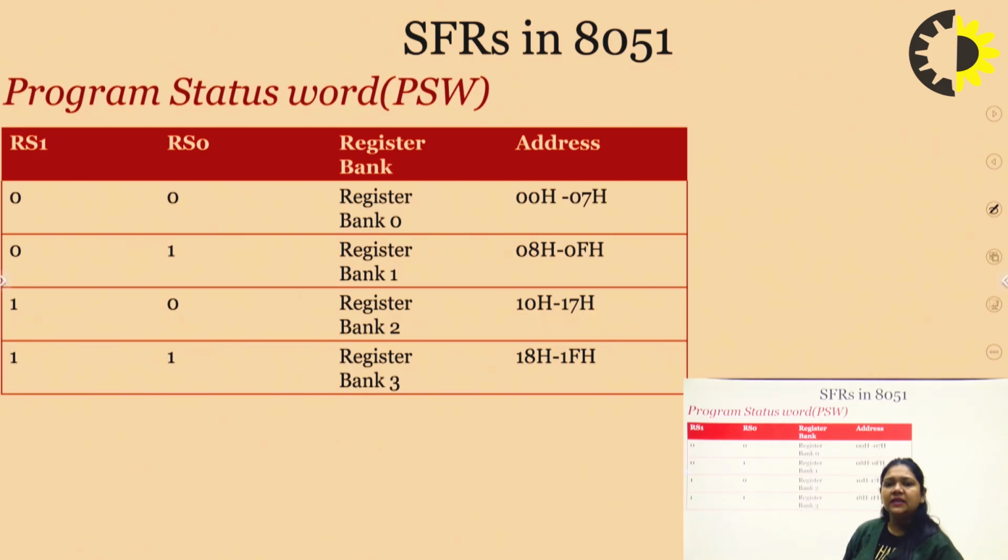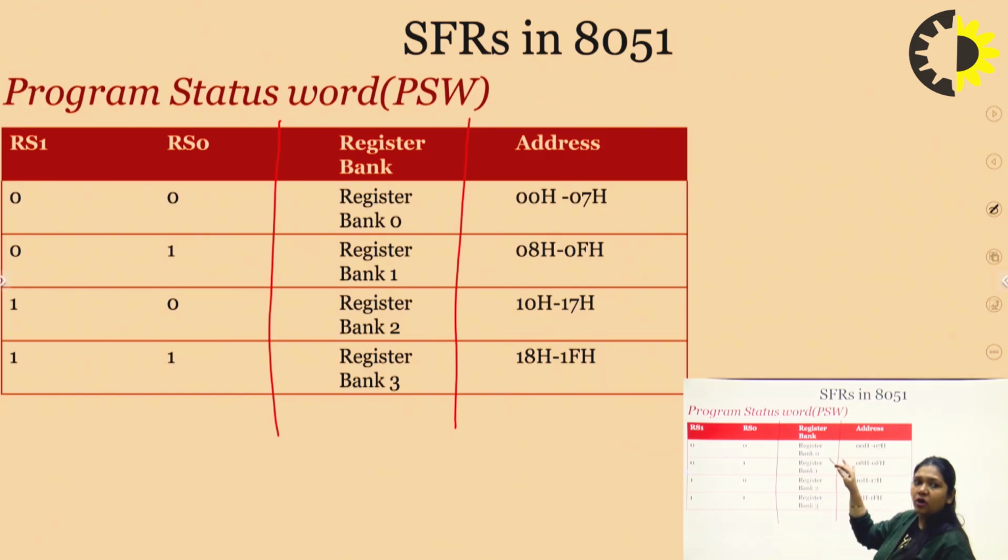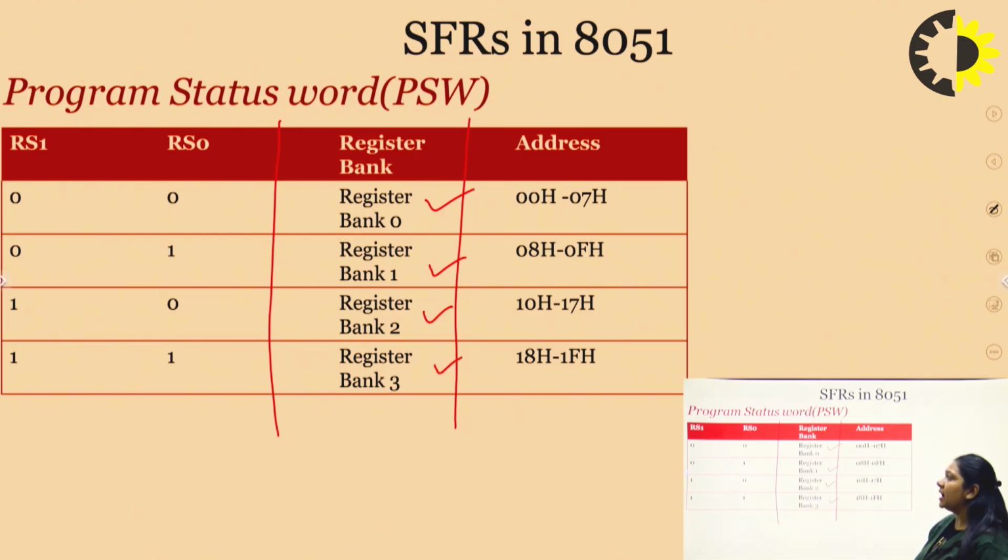These 2 bits are RS0 and RS1, register select 0 and register select 1. They are generally used to select the register bank from the RAM. If it is 0, 0, register bank 0, then register bank 1, register bank 2, register bank 3. The 4 registers are selected simultaneously with the help of these bits RS0 and RS1. And similarly, these addresses are already provided here for the register banks.